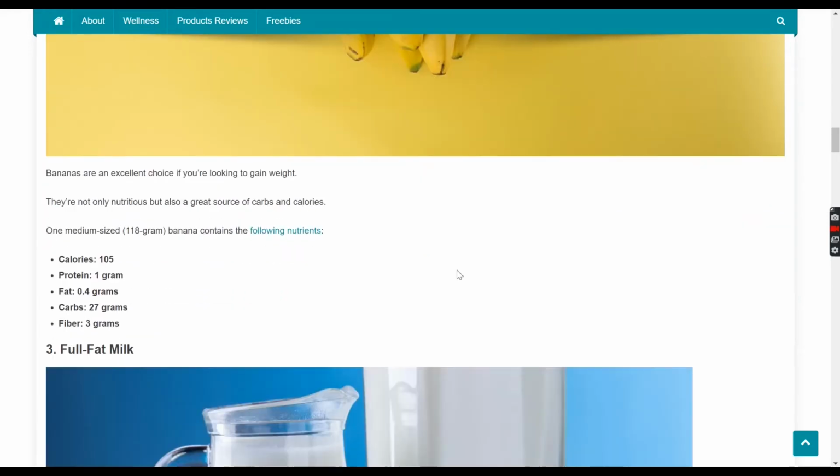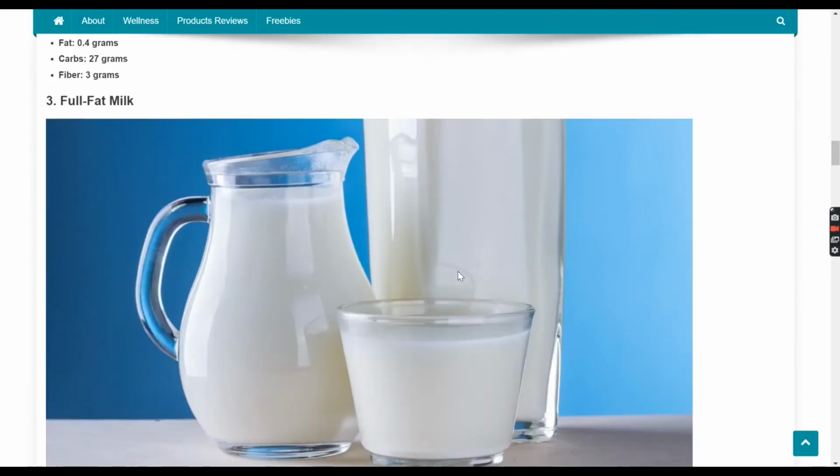Bananas. Bananas are an excellent choice. If you're looking to gain weight, they're not only nutritious, but also a great source of carbs and calories. One medium-sized 118-gram banana contains the following nutrients: calories 105, protein 1 gram, fat 0.4 grams, carbs 27 grams, and fiber 3 grams.